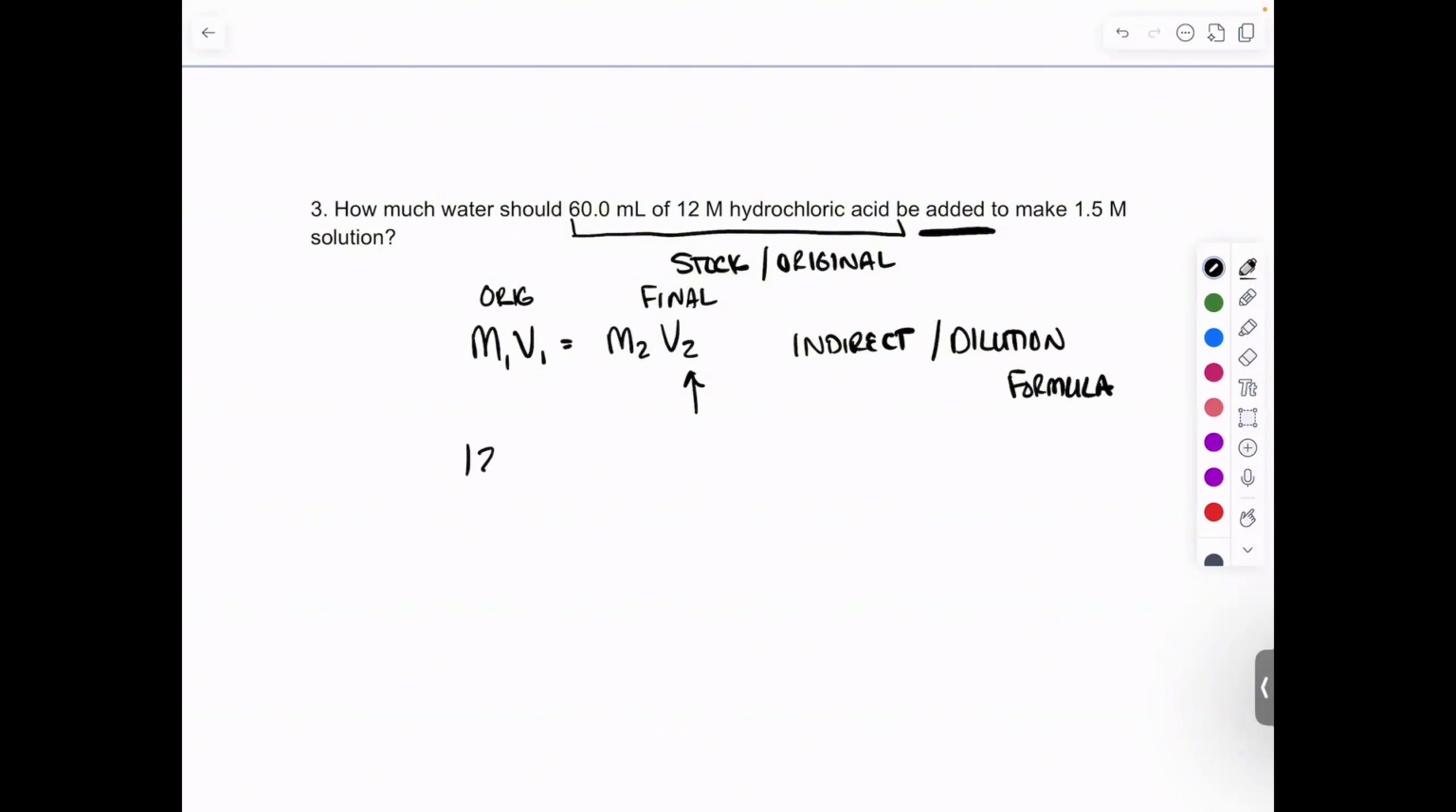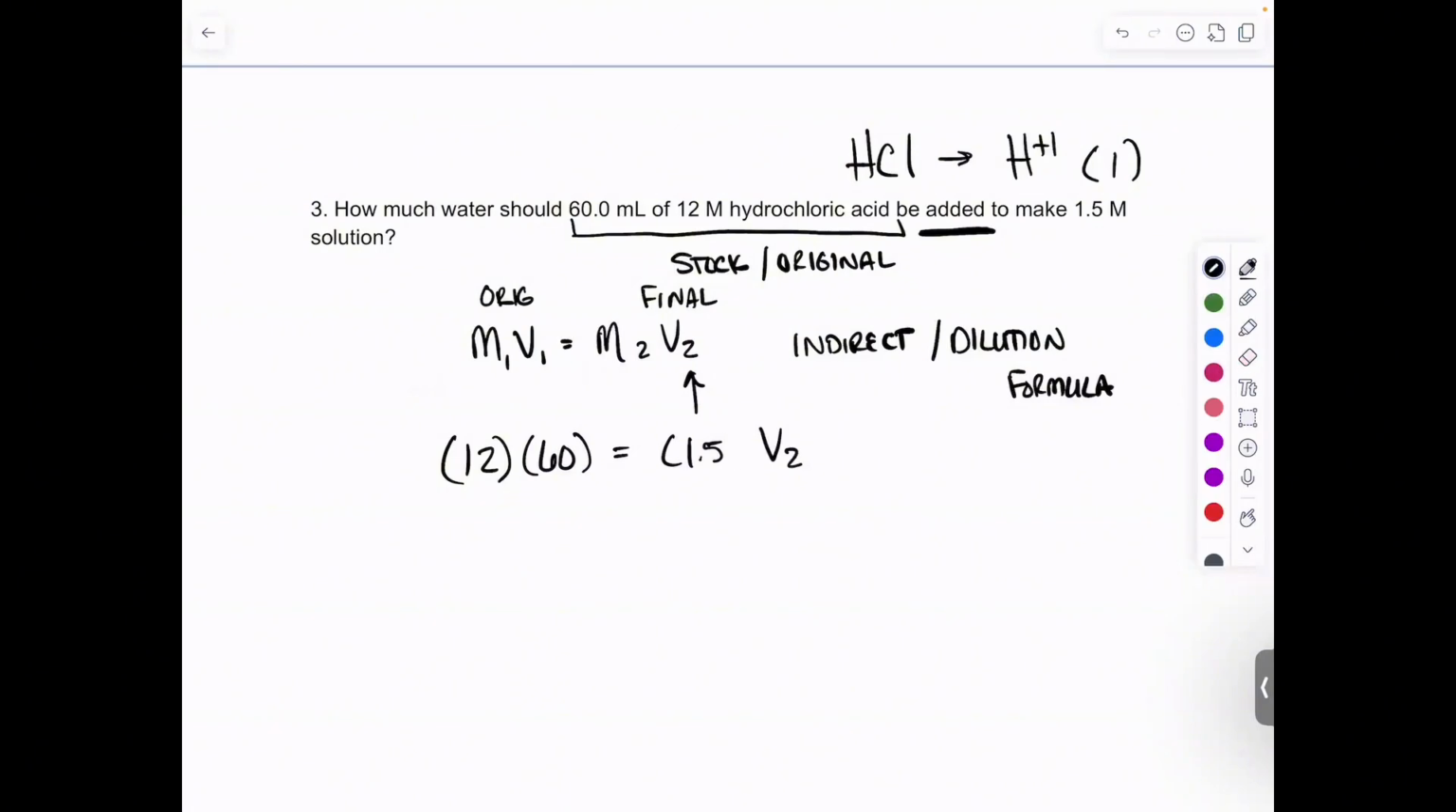We'll have an original molarity of 12, and this is HCl. That's only one hydrogen per molecule, so we don't need to worry about coefficients out in front. We just have a 1-to-1 ratio. If we had something like H2SO4, we would be concerned about that. We'll start with original molarity of 12, original volume of 60 mils, and then we want 1.5, but V2 is our big question of the day.